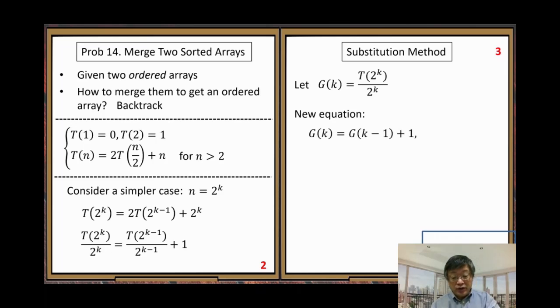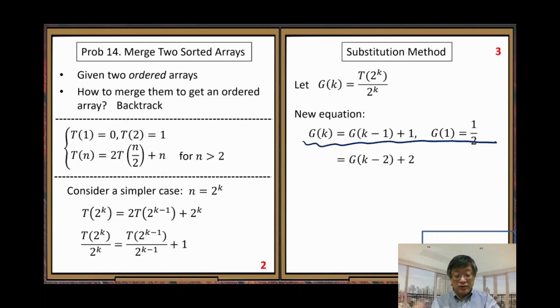The new equation we will get is g of k equals g of k minus 1 plus 1, and the initial value g of 1 equals 1/2. Is that much simpler? You just look at the new recurrence relation. If you compare it with the old one, do you feel it is much simpler? Yeah, no problem, much simpler. Then we try to solve it. We can solve it directly.